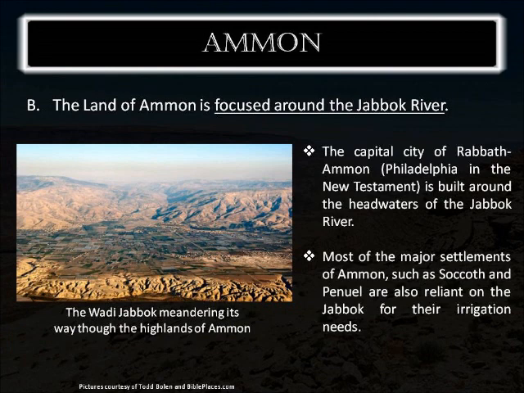Now, our second point about the land of Ammon is that the Jabbok River is extremely important to the survival of this region. I did say that they get enough rain, but that rain forms a very large river, and that river is what will feed the rest of Ammon and give it a certain life. And so the capital city of Rabbath Ammon, also known as Philadelphia, is built around the spring where the Jabbok first appears above ground. And most of the major settlements that we see in the north end of Ammon, Succoth, Penuel, are highly reliant on the Jabbok for their irrigation needs.